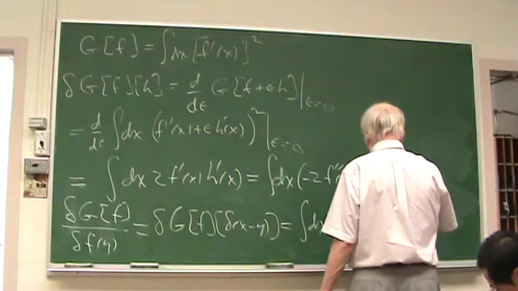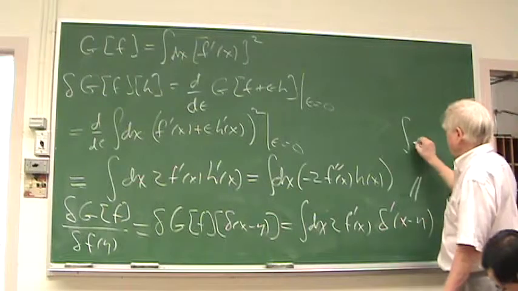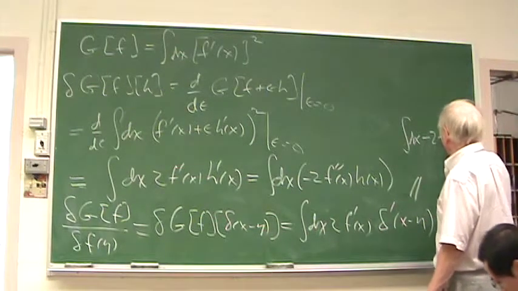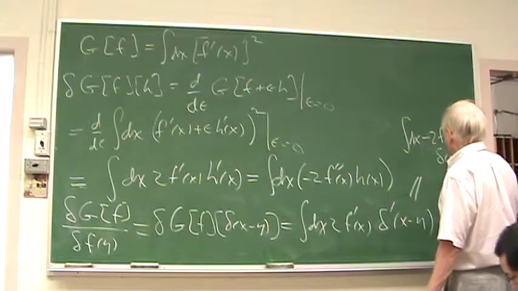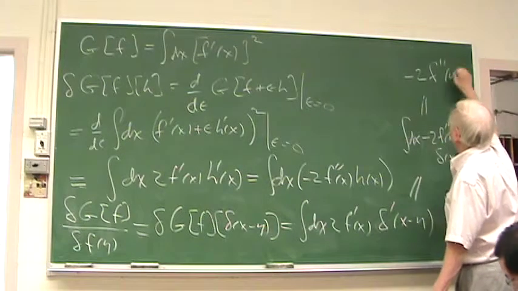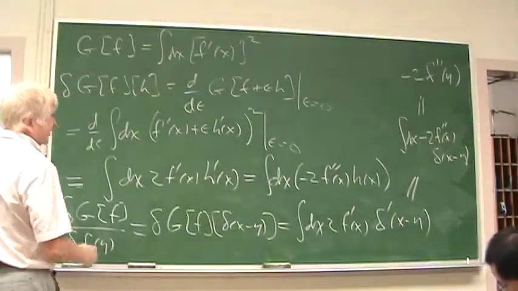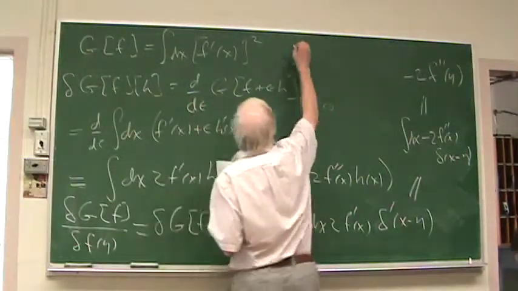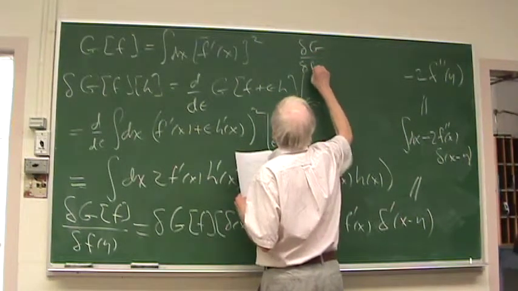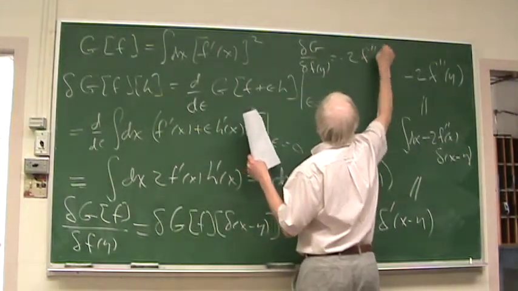So this thing, now integrating by parts, is integral dx minus 2 f double prime of x delta x minus y, and that's equal to minus 2 f double prime of y. So that's what this variational derivative in this case is, namely variation g variation f of y is minus 2 f double prime of y.